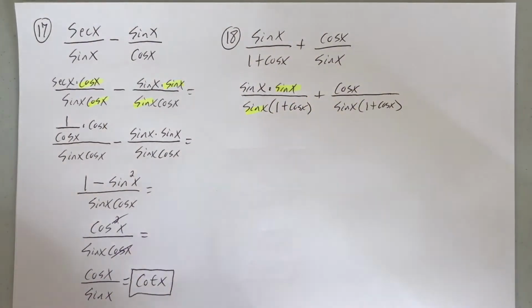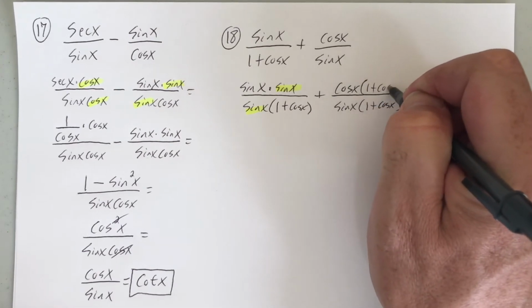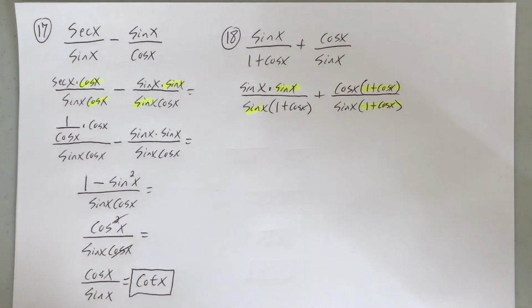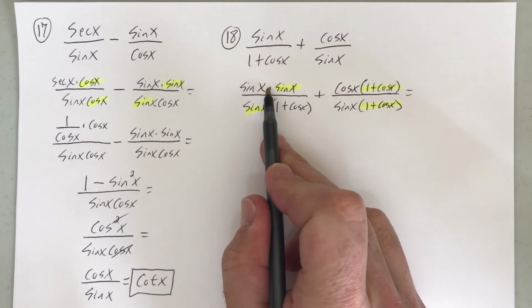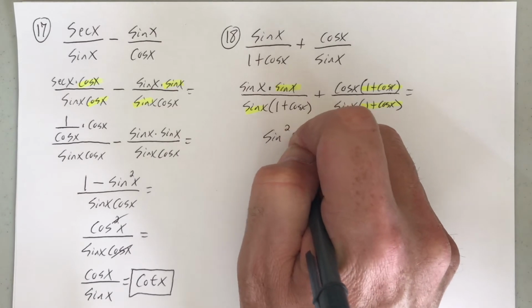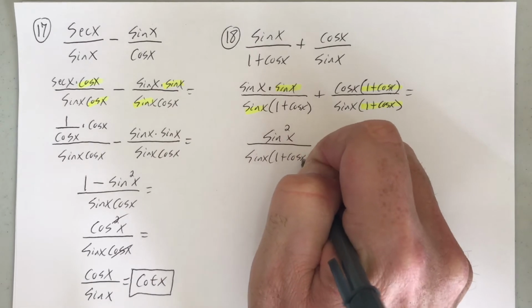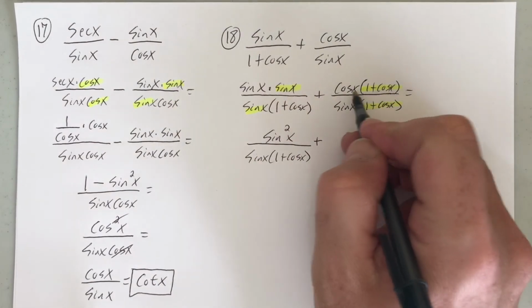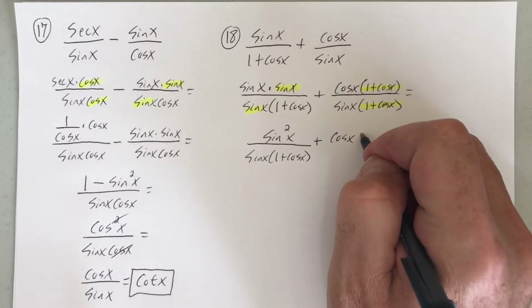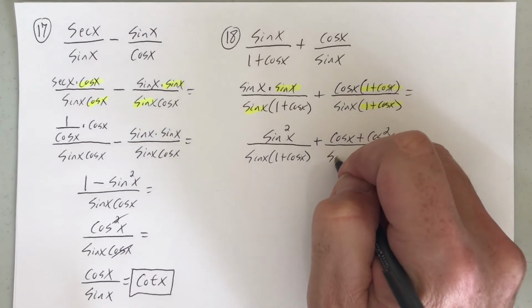Highlight that so you can see. This I need to multiply by 1 plus cosine, so that means I have to do that as well up in the top. So now I can go ahead and multiply this together, and I can distribute this right here. So this will give me sine squared x over my common denominator, plus distribute cosine x times 1, cosine x times cosine x. So that would be cosine squared x over my common denominator.